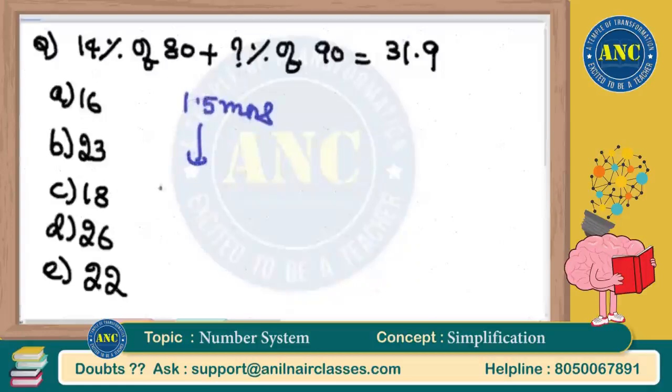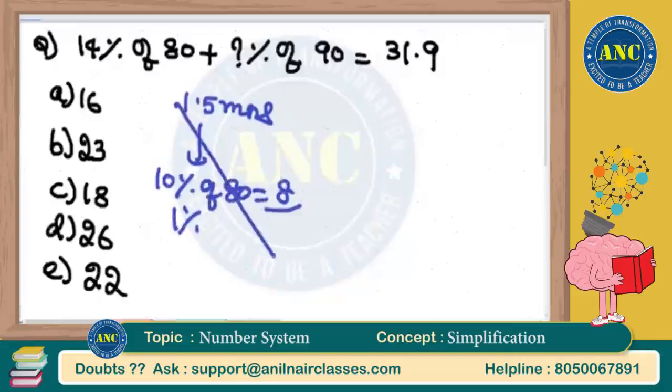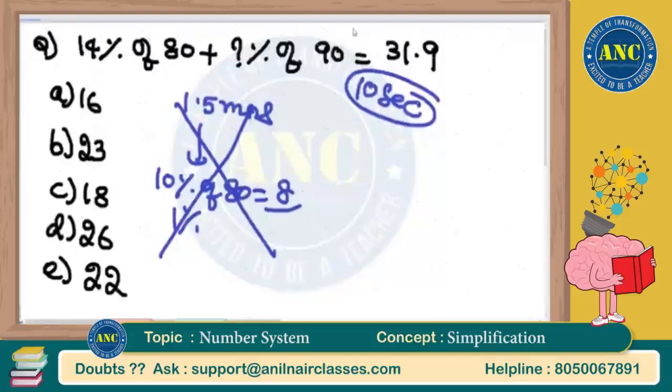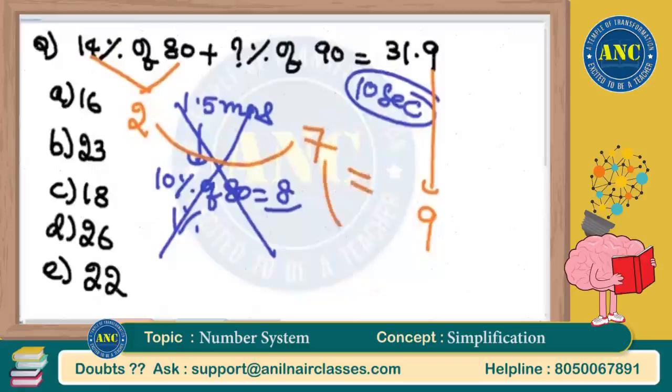Step by step solution. 10 percentage of 80 is 8, 1 percentage... Stupid approaches. It is a 10 seconds problem. See here. What is the unit digit? Unit digit is 9. 4 8s are 32, 2. What should be the unit digit? 7. 2 plus 7 is 9. So what should be the answer? 23. 3 9s are 27. 2 plus 7, 9. Finish.